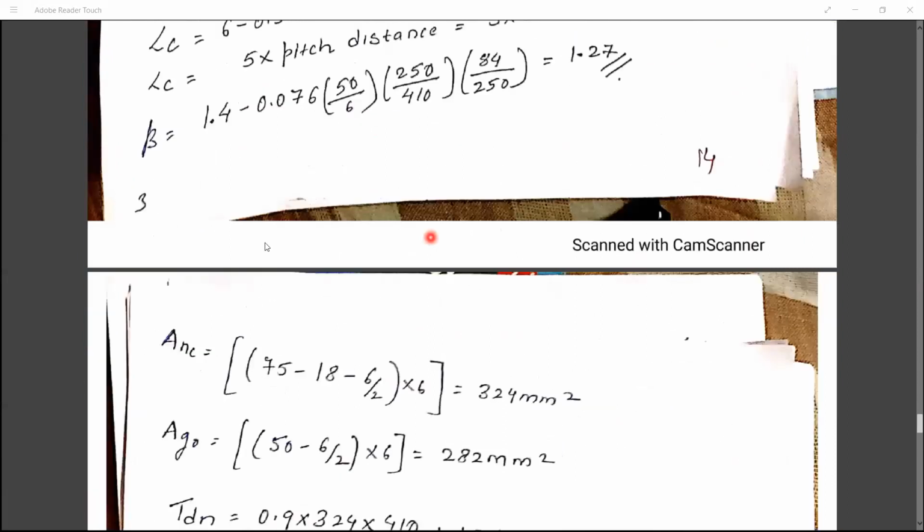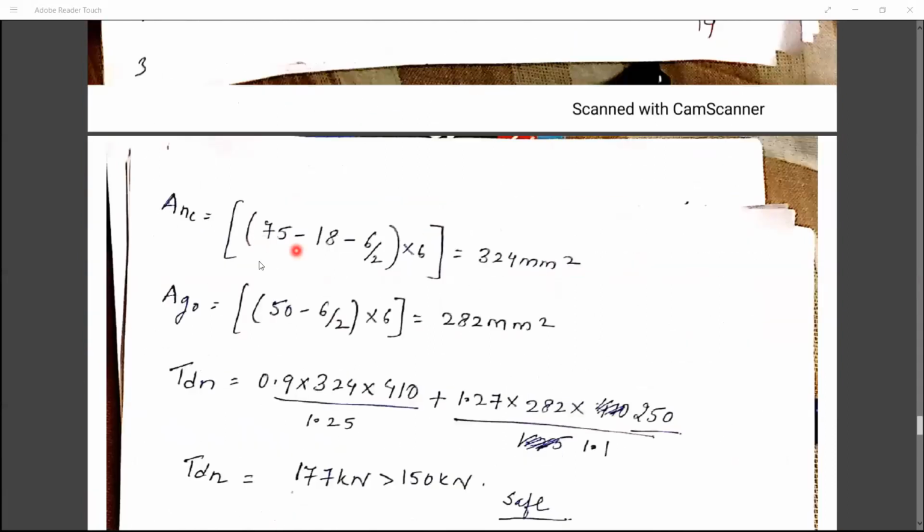So Anc is nothing but our formula. If you see the first problem, I have written the formula there, but it is a single angle section. Here a little part is different. There it was twice. If I see the double angle section, I have written 2 here.